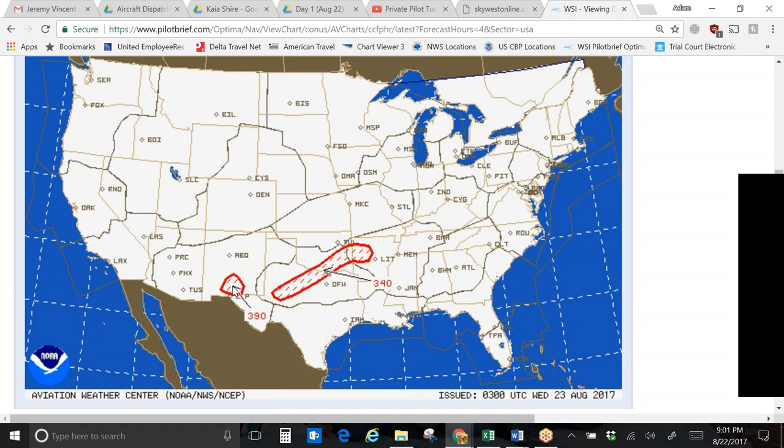This one that's 39,000, you would not be able to fly over, at least in the jets that we fly at SkyWest. The highest we fly is 39,000. So you couldn't fly over it. So that one you would want to route around.